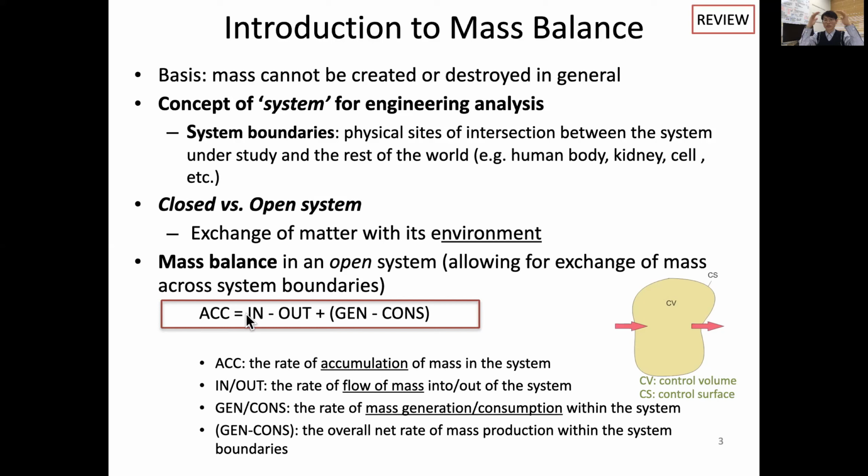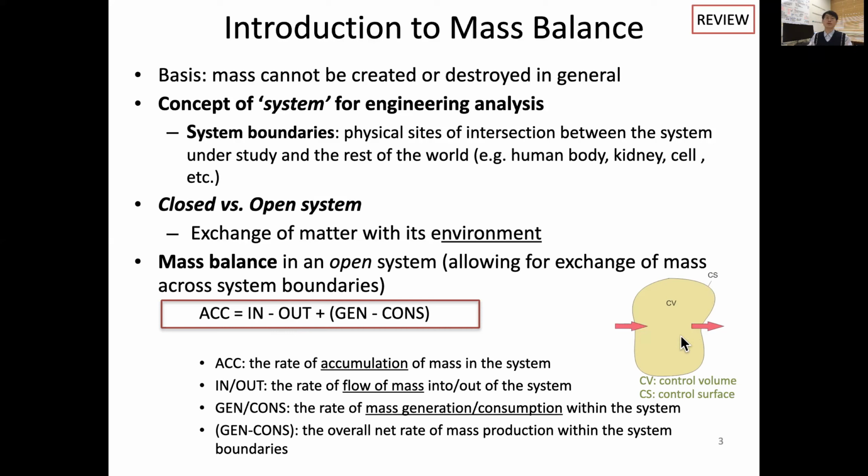First, through the system boundary, there could be some mass getting into the system. If it's a human being, we drink, we take in food, and that becomes this IN, the rate of flow of mass into our system. And also we can consider mass going through the boundary out of the system. For example, we urinate, and this moves mass from the system to outside of the system. That we define as OUT.